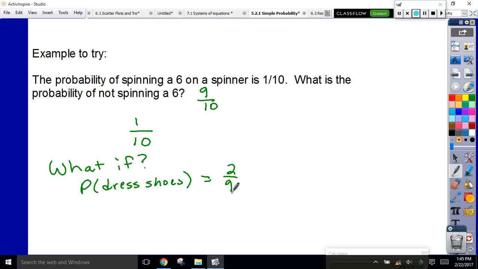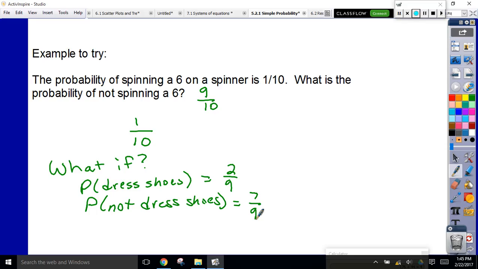So what's the probability of not dress shoes? This should not be hard now. How many people are in our class? 2 people out of 9 are wearing dress shoes. How many people are not wearing dress shoes? 7. So it's 7 out of 9.